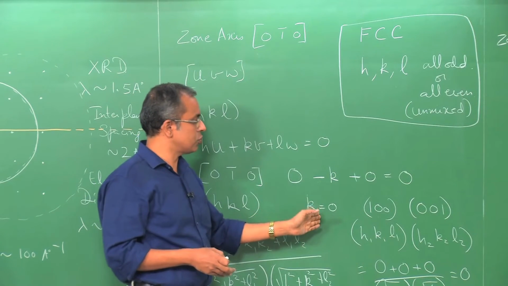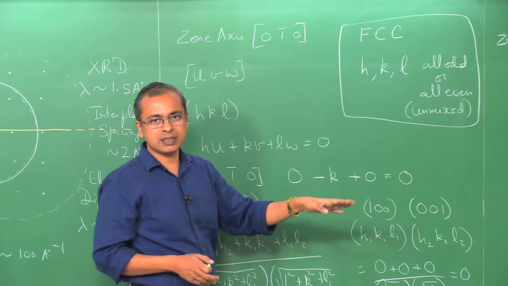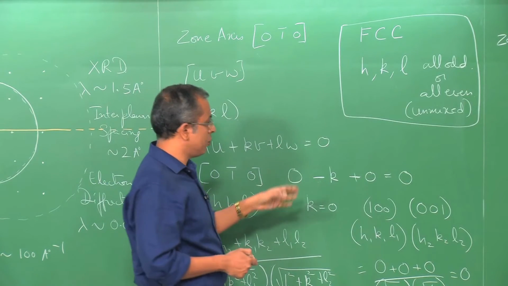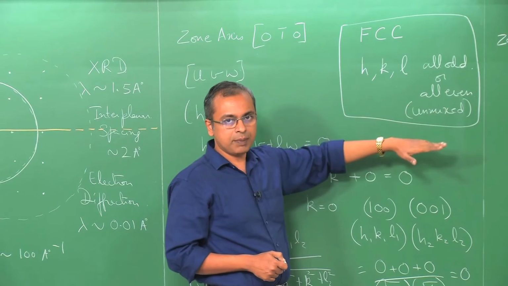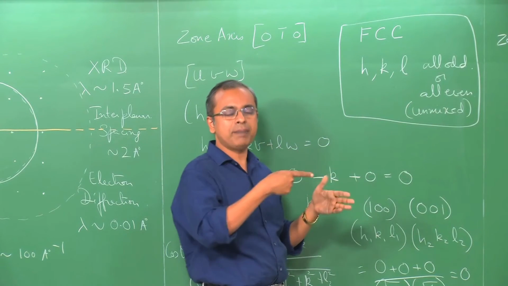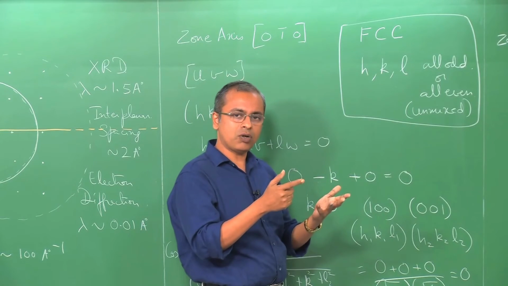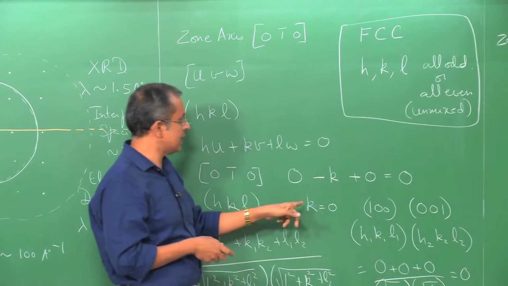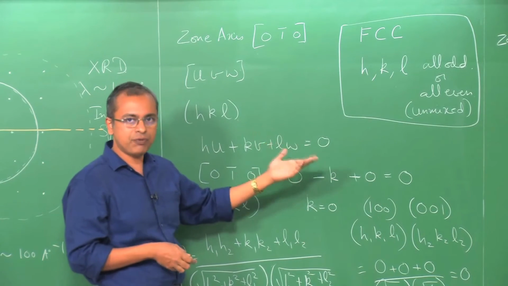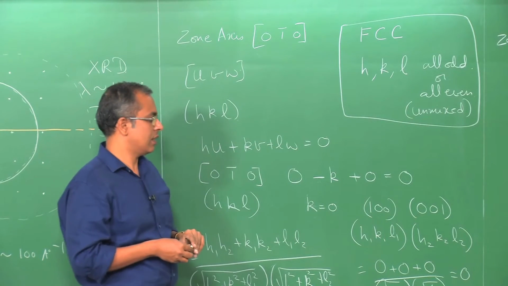So, since K is forced to be 0, and it is 0 in all the points that we have identified, we are forced to look at only the condition that all even is what is going to get permitted for this particular combination of beam direction and sample. Some other combination you could have got all odd also. So, in this particular case, because the beam direction is like that, you have K equal to 0, and therefore, we are only looking at all even points.